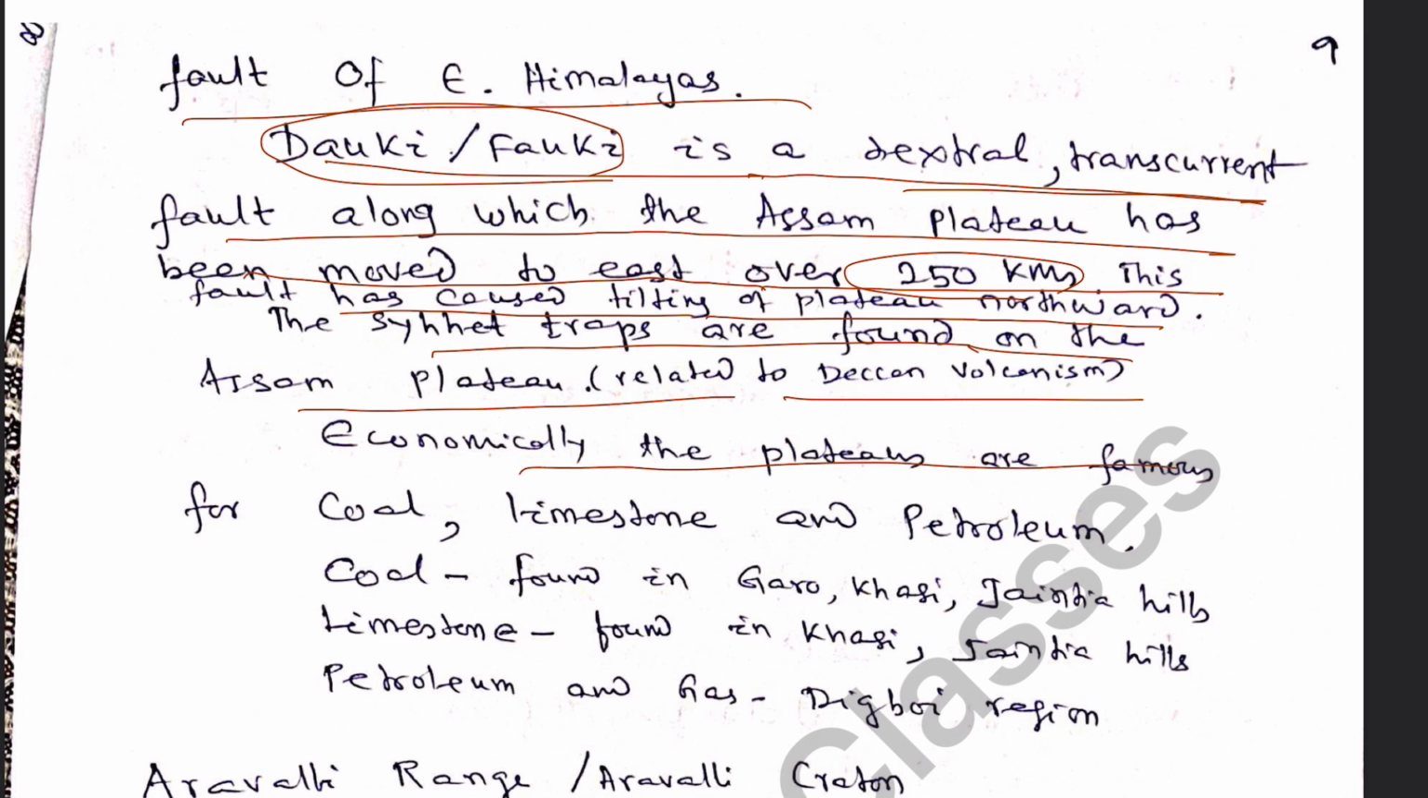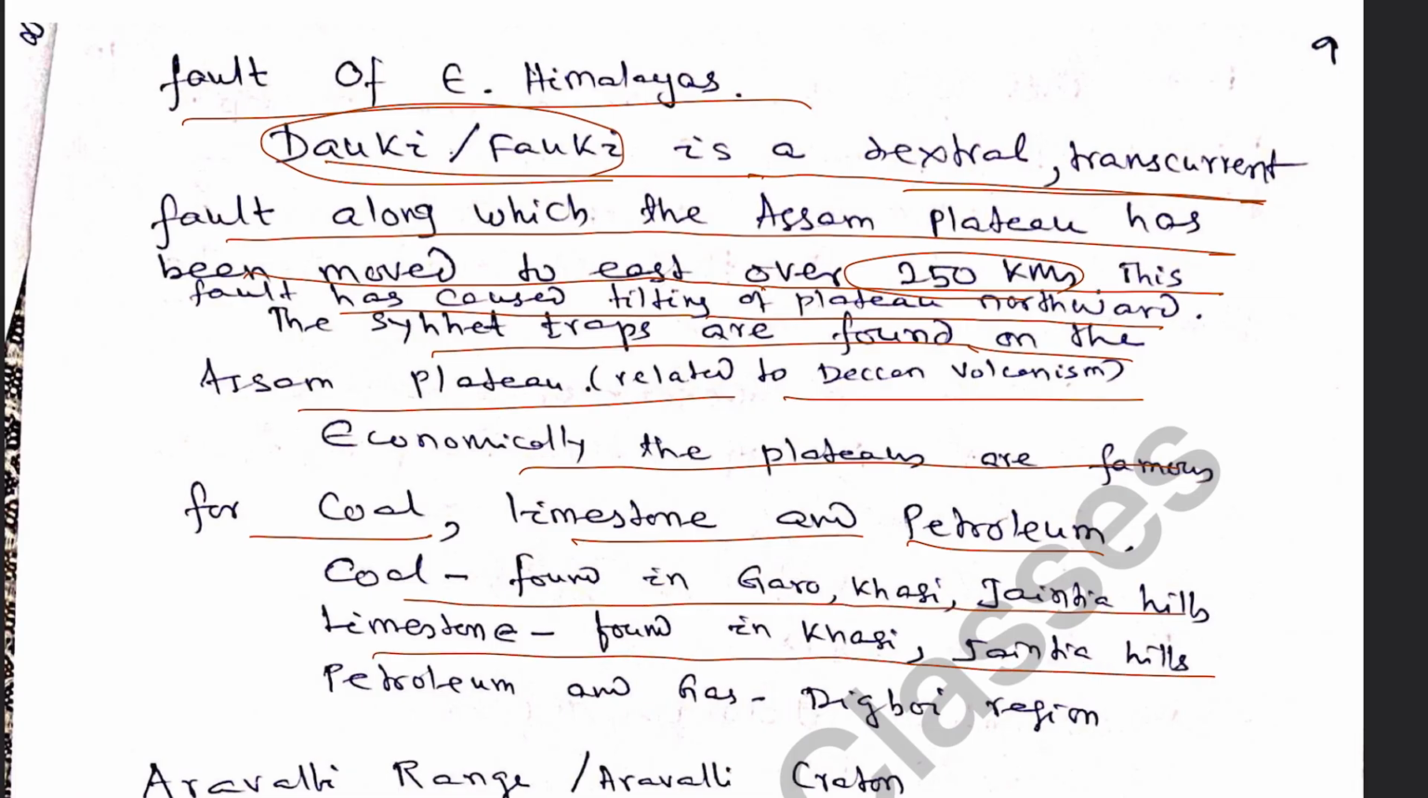So economically these plateaus are famous for coal, limestone and petroleum. Coal is found in Garo Khasi Jaintia hills, limestone is found in Khasi Jaintia hills, petroleum and gas is found in Digboi region.